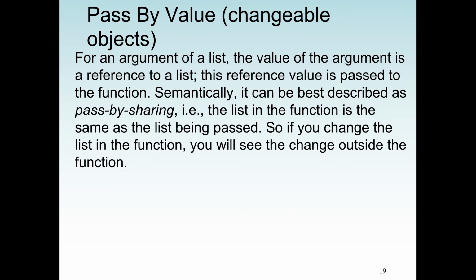Now, in the changeable concept, for an argument of a list, again, the value of the argument is a reference to a list. This reference value is passed to the function. So semantically, it can be best described as passed by sharing. That is, the list in the function is the same as the list being passed. So if you change the list in the function, you will see the changes outside the function too.